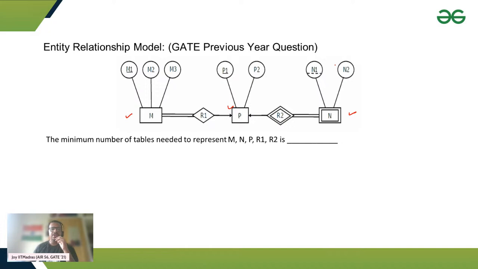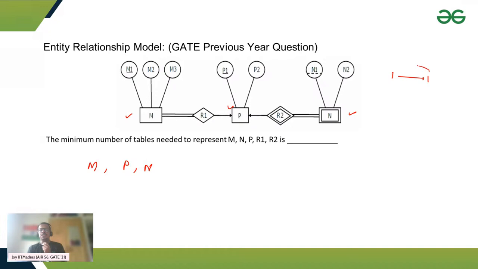So we need to find the number of tables needed to represent this entity relationship diagram. The number of tables means the tables in the relational model. For every entity we need one table, depending on whether we are having a one-to-one relationship. For example, only one employee will be working in one department.